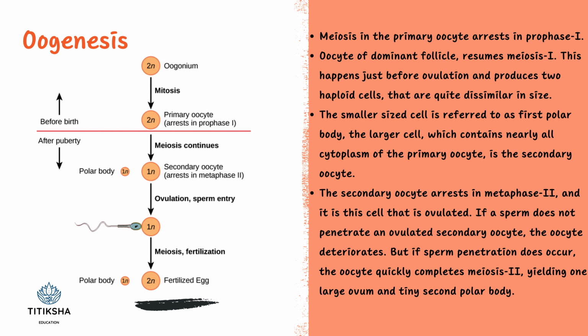The secondary oocyte arrests in metaphase 2, and it is this cell that is ovulated. If a sperm does not penetrate an ovulated secondary oocyte, the oocyte deteriorates, but if sperm penetration does occur, the oocyte quickly completes meiosis 2, yielding one large ovum and tiny second polar body.